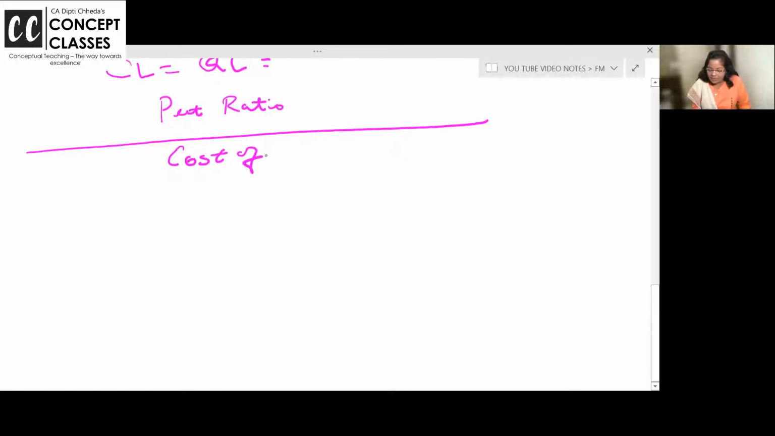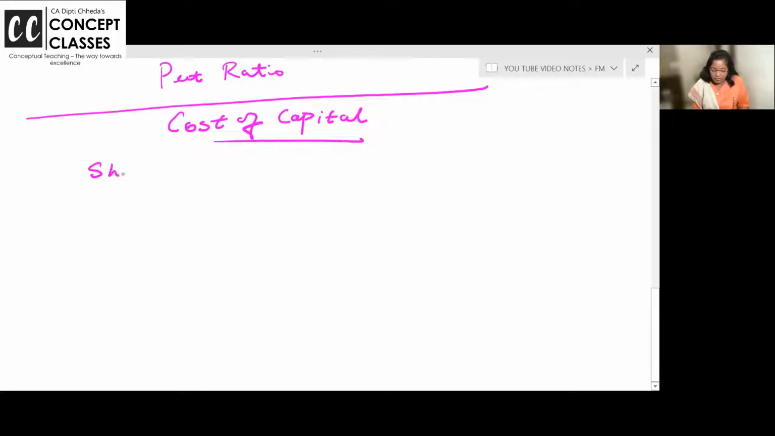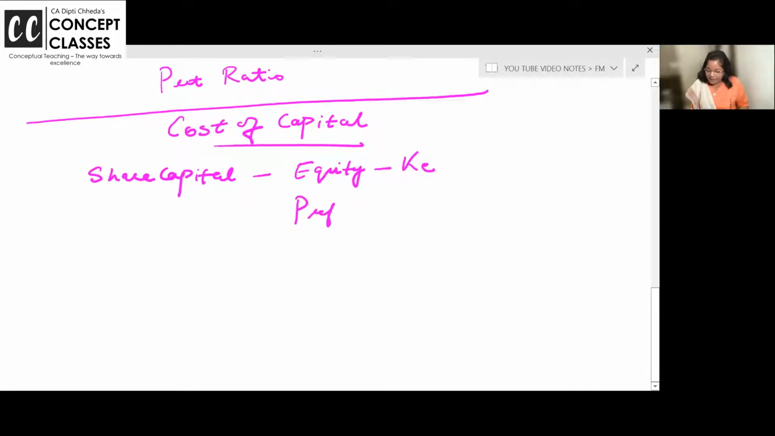What is the name of this chapter? Cost of capital. When I put in business my capital in the form of share capital, it could be anything. If I'm putting equity, and for cost they use K, so it is KE. If I am putting preference capital in my business, then we call the cost of the preference capital KP.